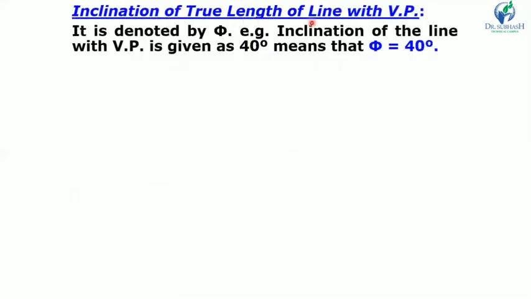Inclination of the true length of the line with VP is denoted by phi. That is, if the inclination of the line with VP is given as 40 degrees, it means phi is equal to 40 degrees. So once again, phi means the inclination of the true length with the vertical plane.